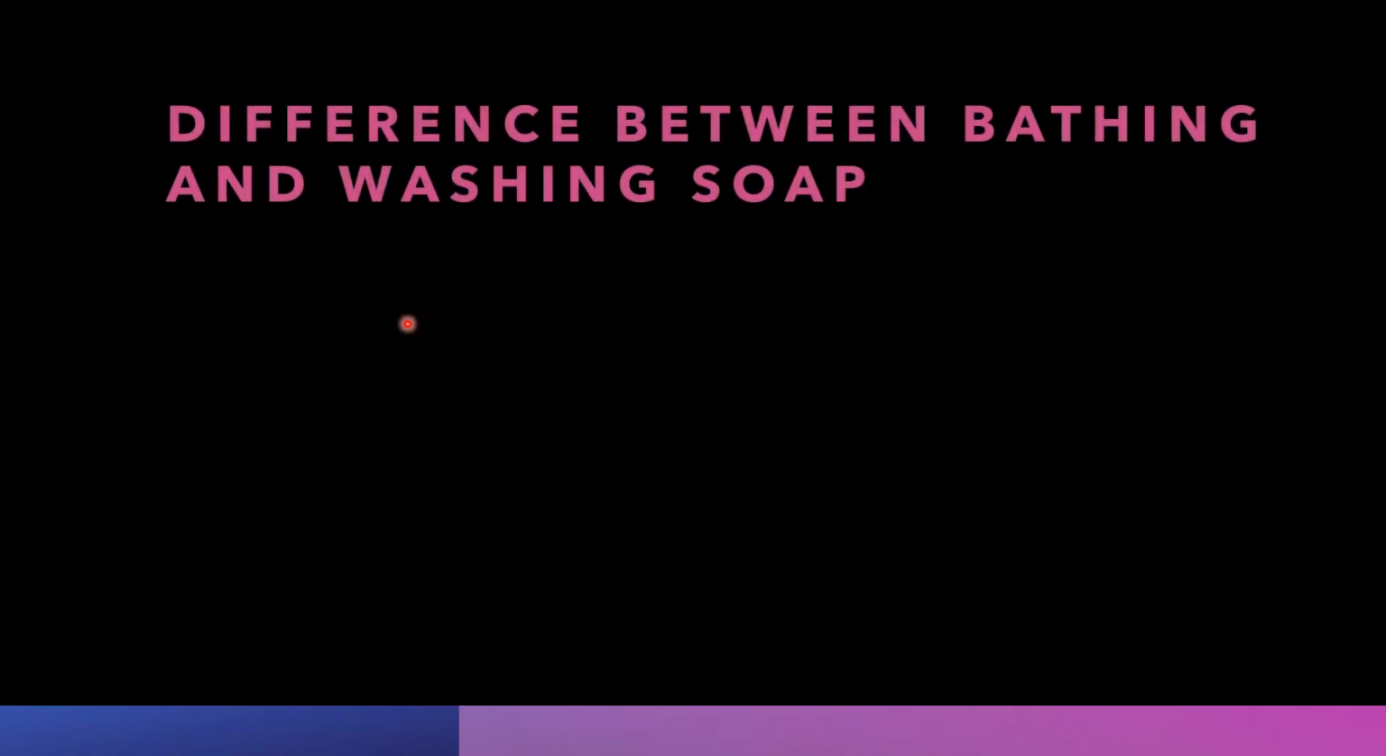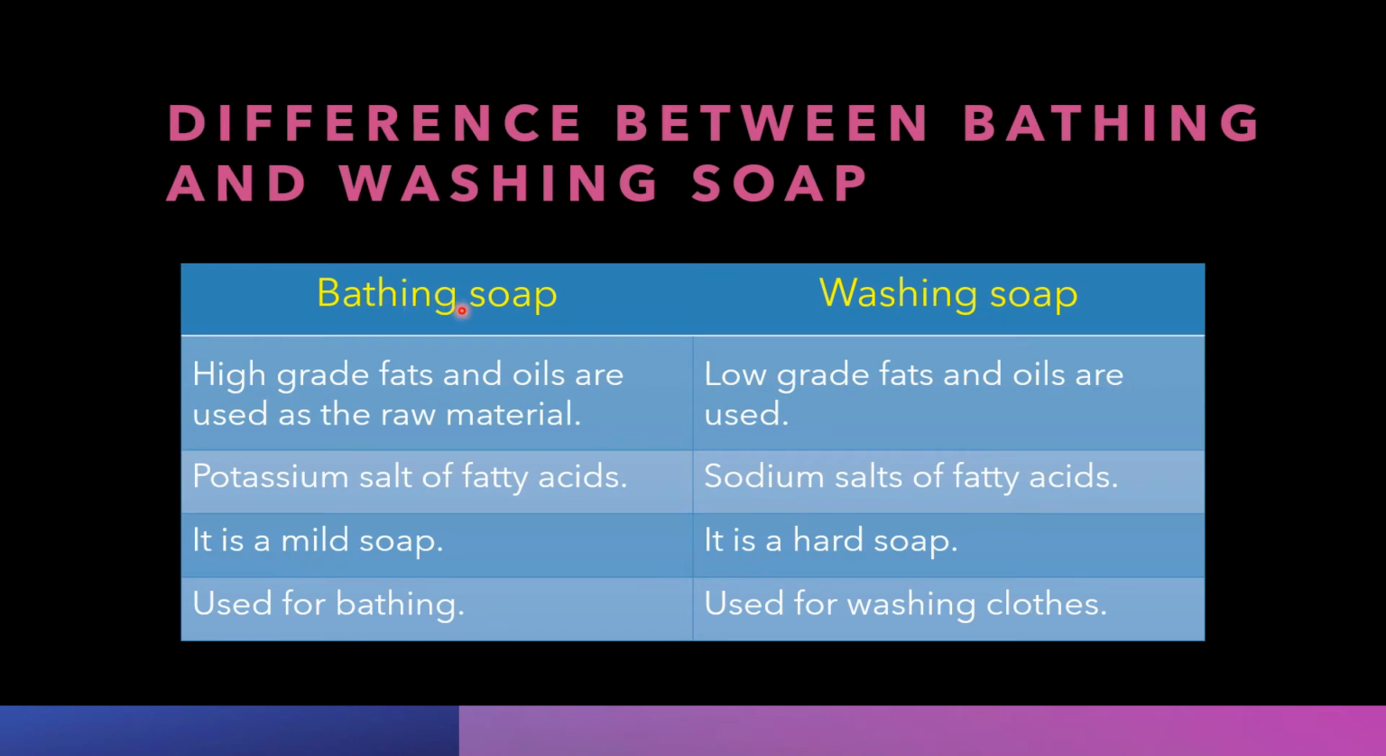We know that there are two types of soaps available, that is bathing soap and washing soap. So what are the differences between them? If you take a bathing soap, it uses high grade fats and oils as raw materials, whereas for washing soap we use low grade fats and oils. Bathing soaps are potassium salts of fatty acids, whereas washing soaps are sodium salts of fatty acids. So it is a mild soap. For bathing it is a mild soap, and for washing it is a hard soap. And we know the usage very well. Bathing soap is used for bathing, and washing soap is used for washing the clothes.